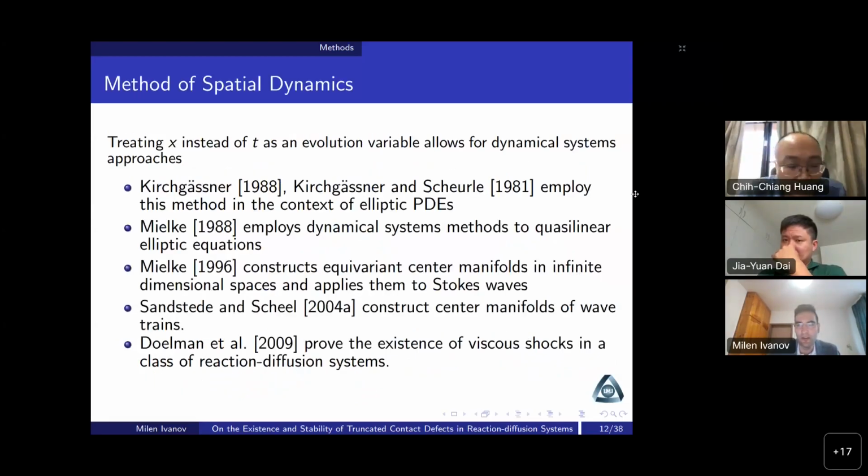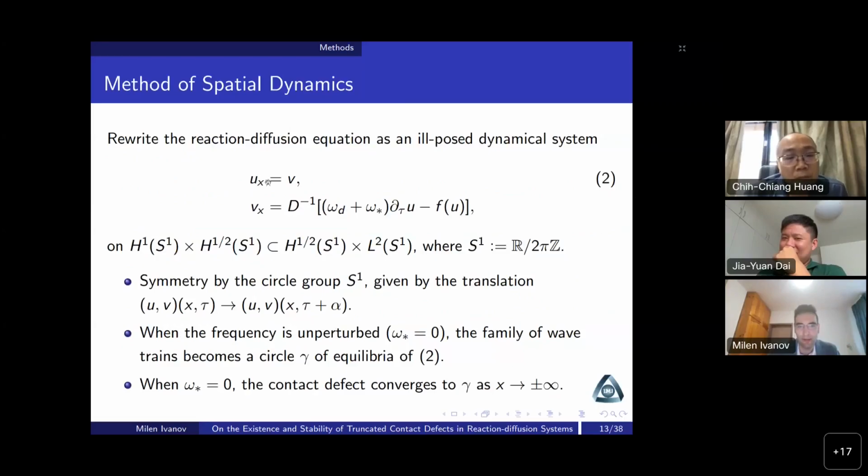So we use the method of spatial dynamics instead. We're going to treat x instead of t as an evolution variable, and we use dynamical systems approaches. I'll just show you how: ux is going to be v, vx is going to be everything which remains. And so that's the spatial dynamics formulation.